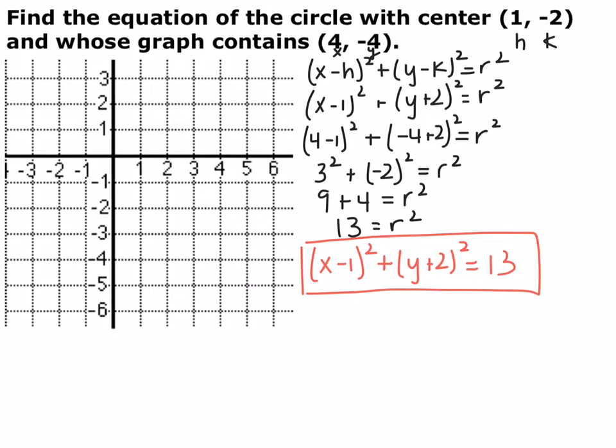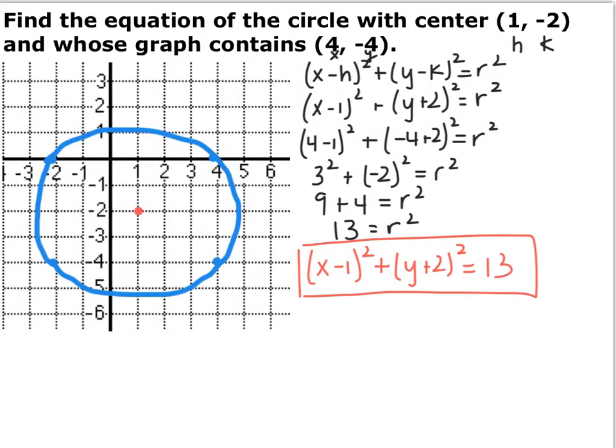So now we want to graph it. Always the first thing you want to do is graph the center and then find the radius, or in this case they give you another point, and create a circle out of it. So if you haven't already done so, go ahead and pause the video and do that. To graph this, first I started by plotting the center point, and then I plotted the point that we knew, (4, -4), and I created a decently round circle out of it.